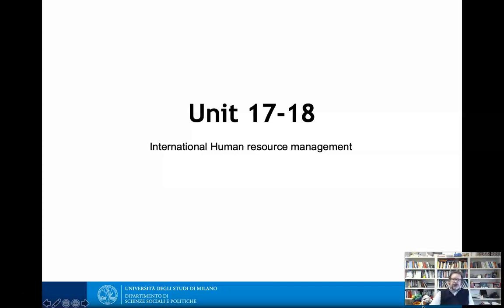So we will deal with international human resource management by first understanding some of the differences and then moving into developing a sounder knowledge of a couple of aspects like recruitment of candidates for expatriation and also repatriation and integration of employees.